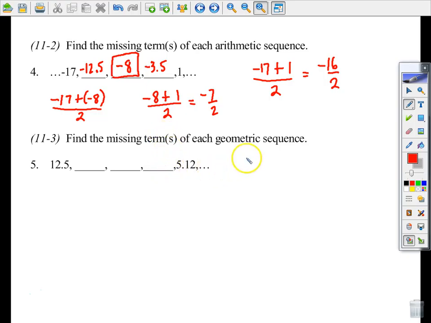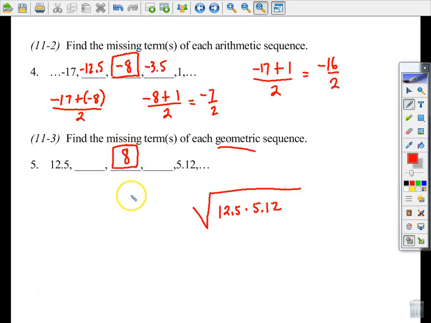All right, now let's work on geometric mean. Notice this is a geometric sequence, so once again I'm going to target the middle term first. The geometric mean is a little different. It's the square root of the product of these 2 outside terms. So 12.5 times 5.12, and let's see what the square root of that product is. The square root of 12.5 times 5.12, and that is 8. So my very middle number here is positive 8.